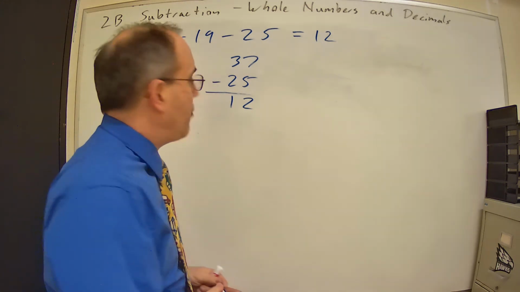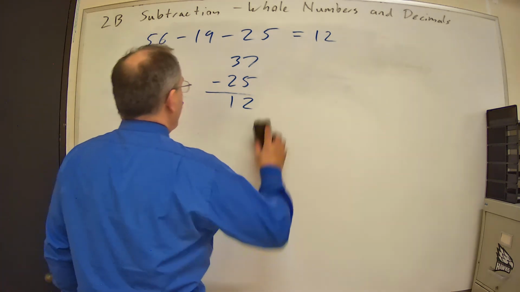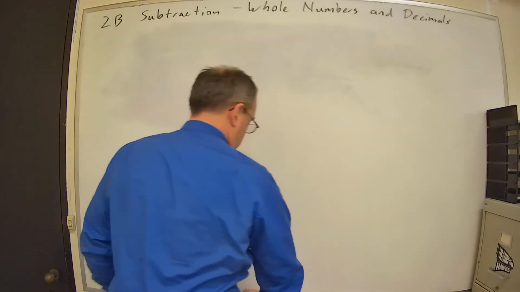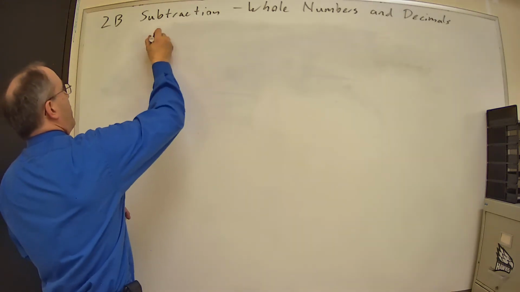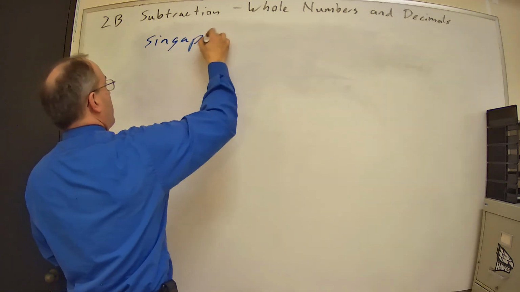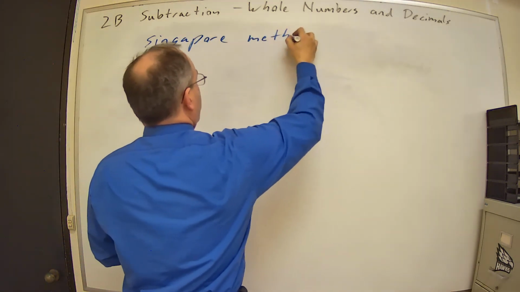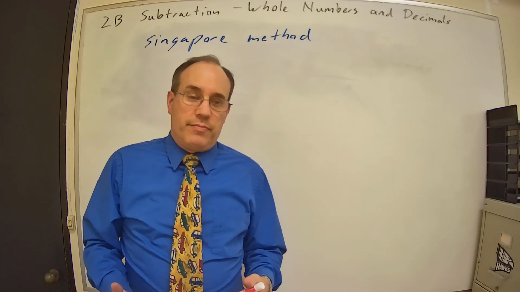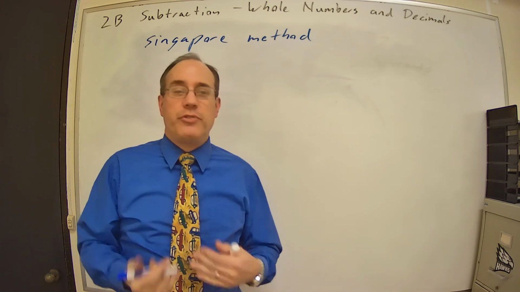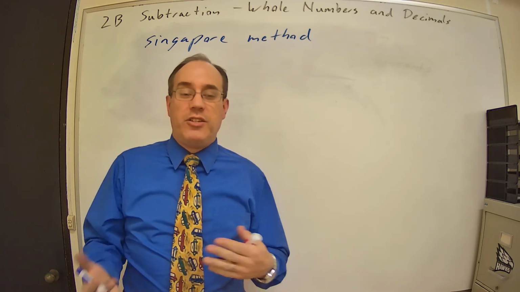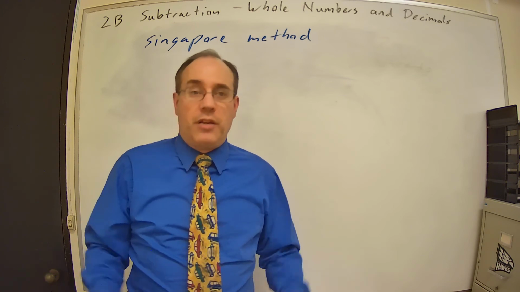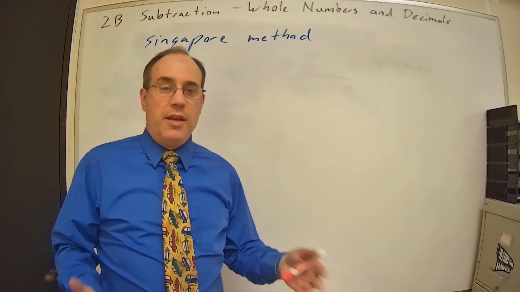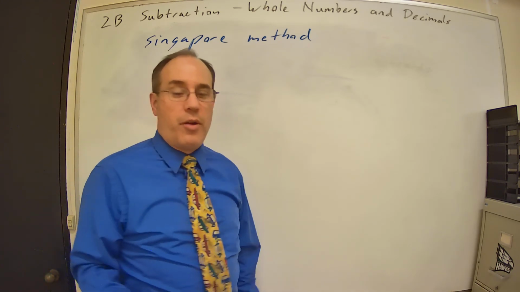Now I have one more thing I want to show to you, and this is a different method of subtracting numbers. Now this is known as the Singapore method. And it's a way that may or may not be useful to you. Personally, I don't use this method, but you may find it to be a little bit simpler. So it's up to you. And this method can be expanded out to be used no matter how many place values you're dealing with or how many digits in your numbers.